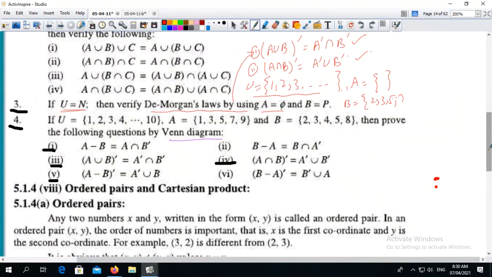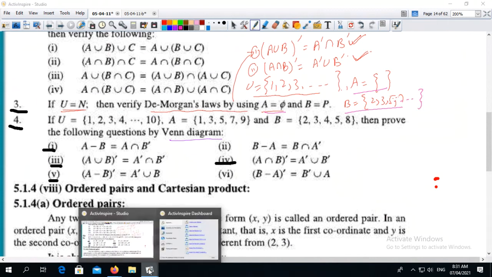Exercise 5.3, question 3: if U is equal to N, meaning the set of natural numbers, starting from 1, 2, 3 up to infinity, then verify De Morgan's law. This is De Morgan's law. By using A equals the empty set and B equals the prime numbers 2, 3, 5, and so on up to infinity. So let me start our question.